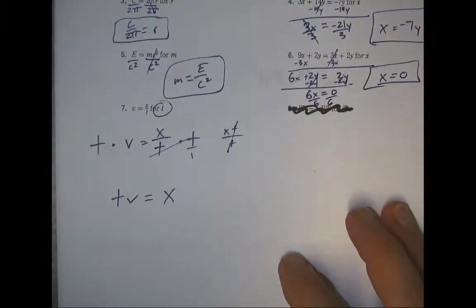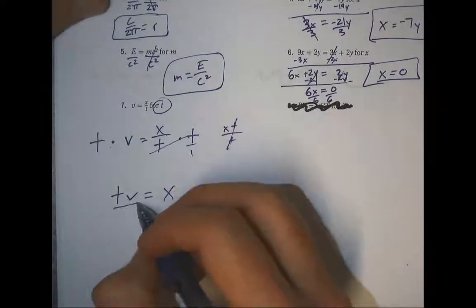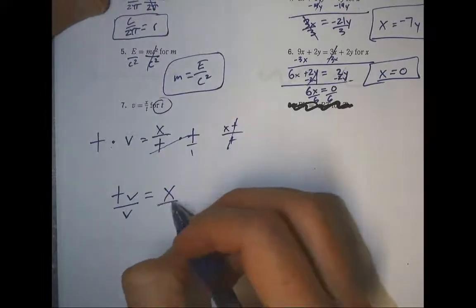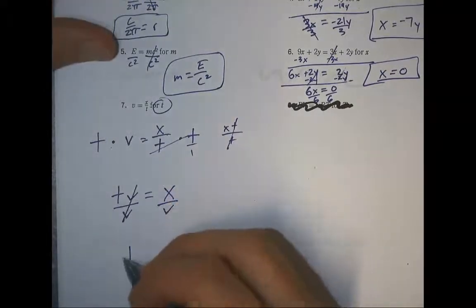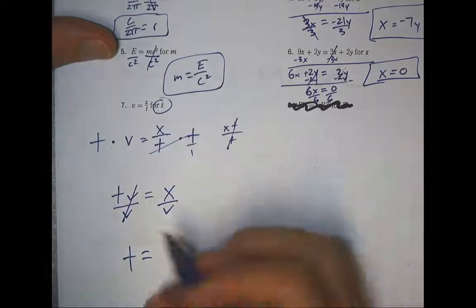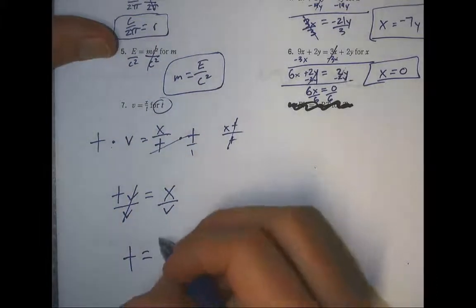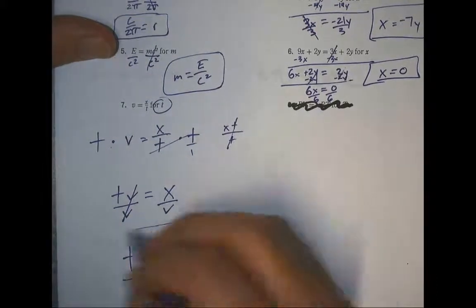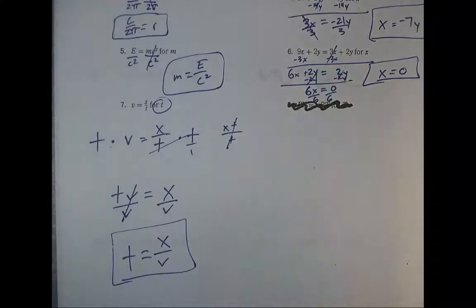If we're supposed to solve this for t, I don't have t by itself yet. So I'm going to divide by v now to get that away from the t. I moved the t to the one side, and now I'm getting rid of the v. Final answer is x over v. So that's a little complicated right there.